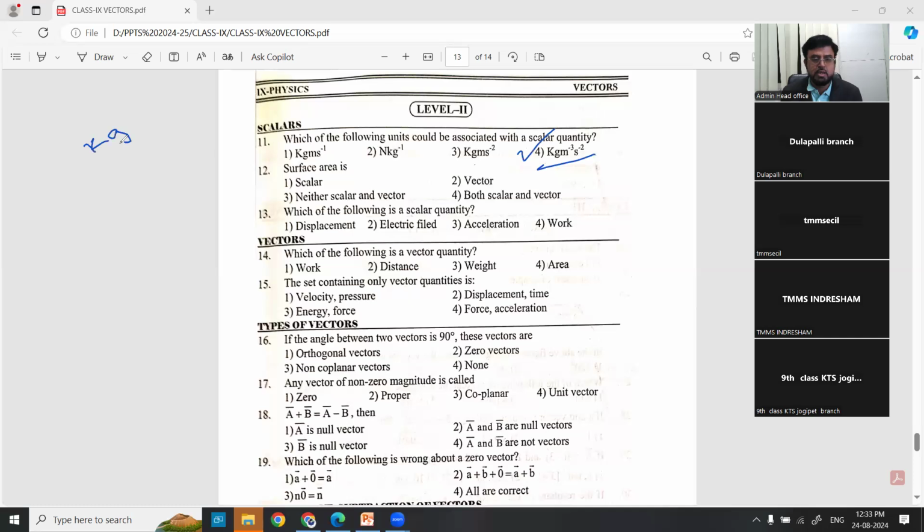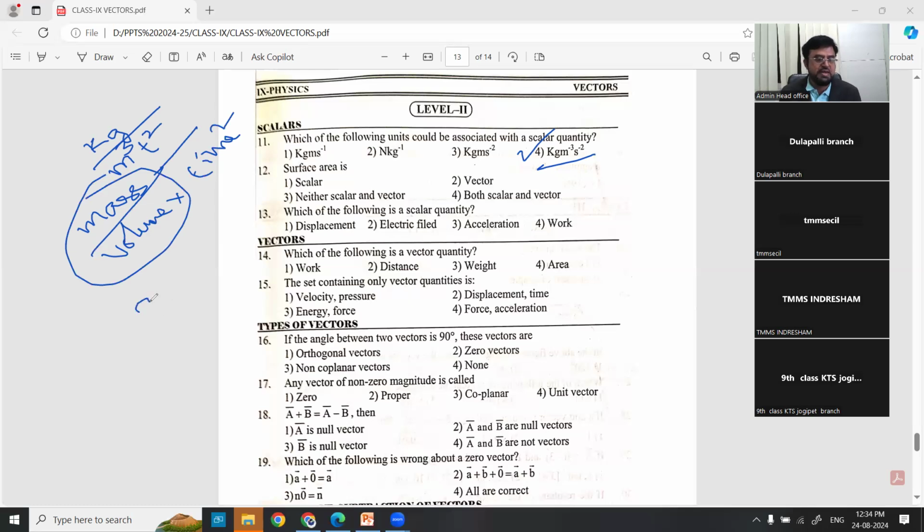Kg m minus 3 s minus 2 is there, you can write m cube in the numerator, denominator. M cube, second square means t square. So what is kg? Mass. By meter cube means volume. T square means time square. Just I'm expanding. So what is mass by volume? Mass by volume is nothing but density. So the quantity is density by time square.